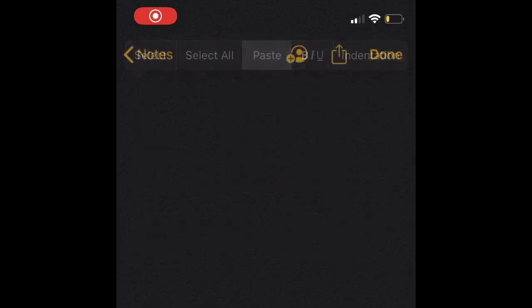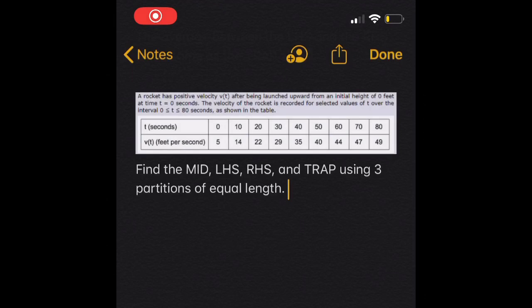The example is a rocket that has a positive velocity after being launched upward from an initial height of 0 feet at the time t equals 0 seconds. The velocity of the rocket is recorded for selected values of t over the interval 0 to 80 seconds, as shown in the table. You must find the mid, LHS, RHS, and trap using 3 portions of equal length based on this chart.